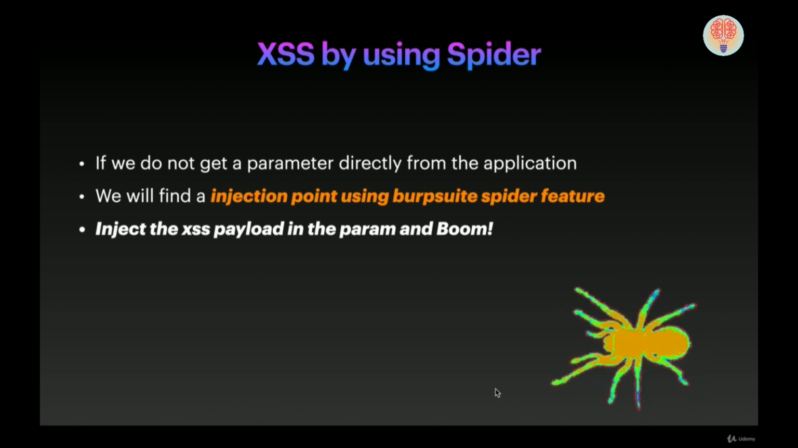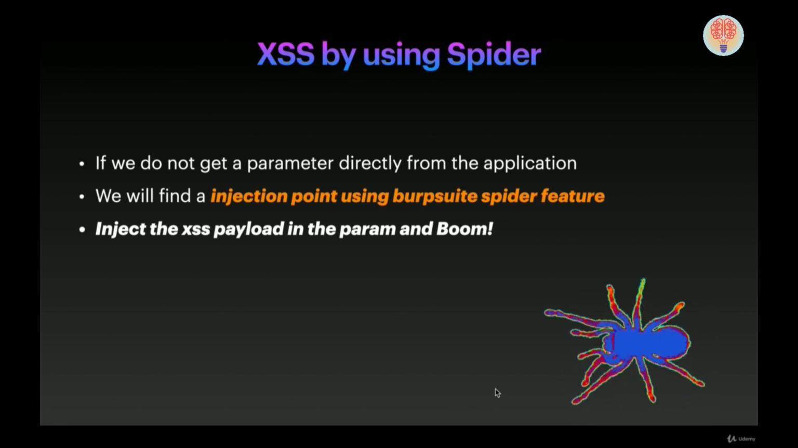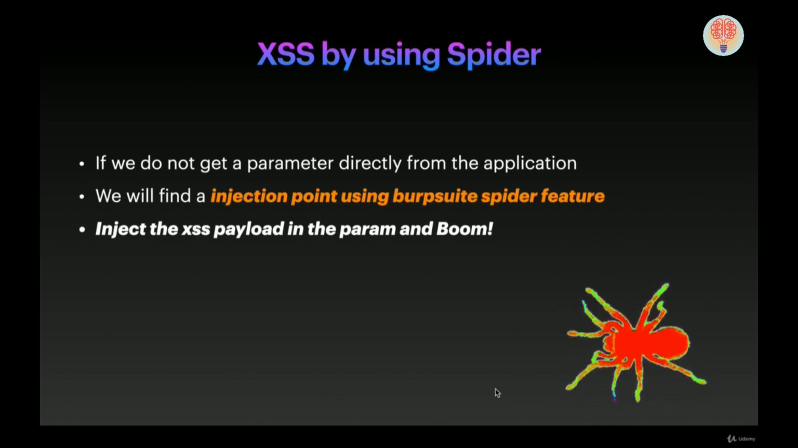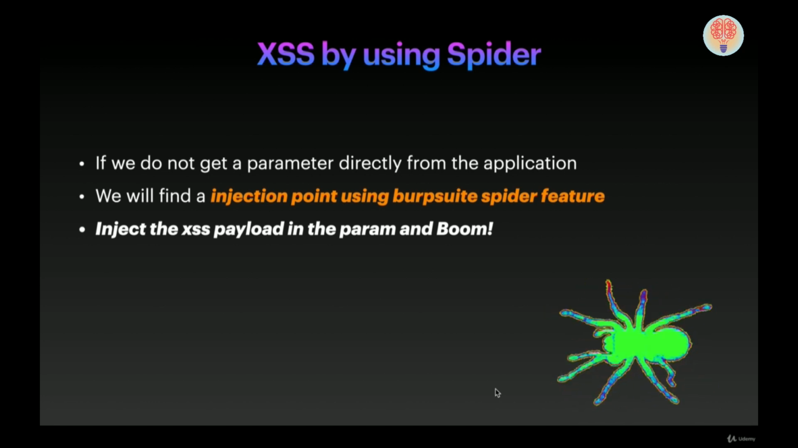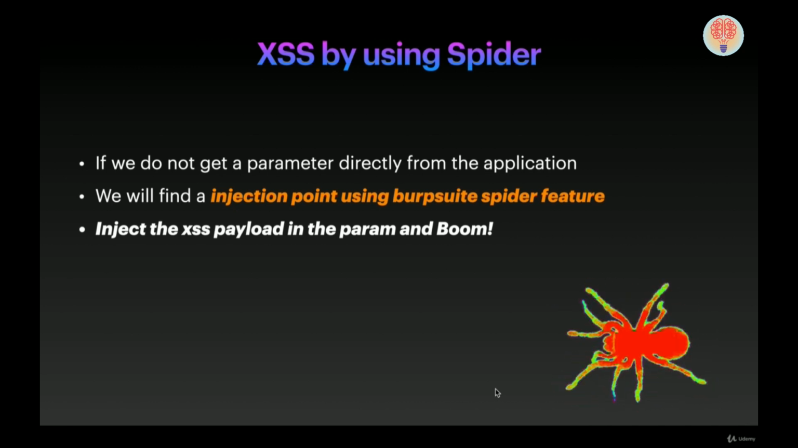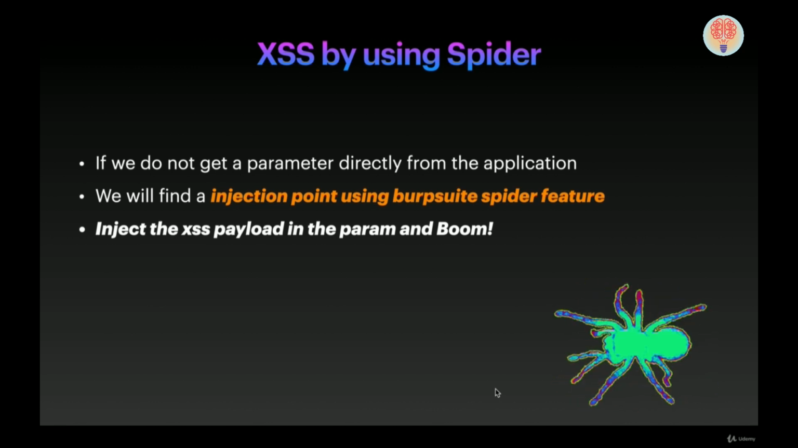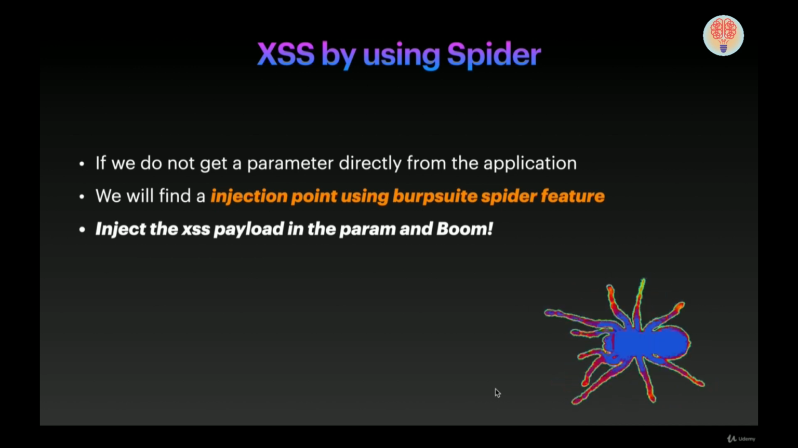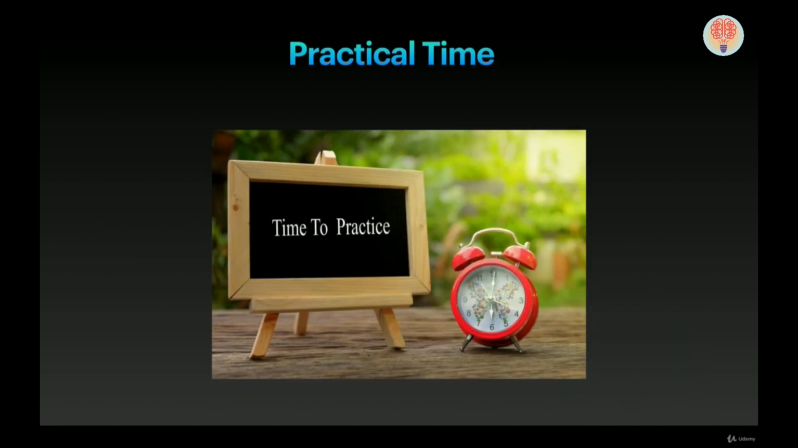How to find parameters? I'm just going to show using Burp Suite. We will find an injection point from those parameters using the Spider feature. Then, after finding the injection point, we are going to inject the XSS payload in the param, and boom, we will be able to exploit the XSS. So let's see the proof of concept, as this is the practical time. Let's see.